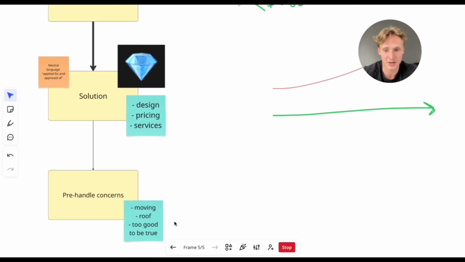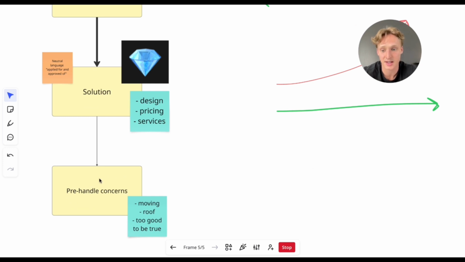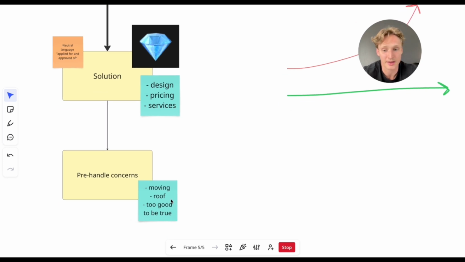After I explain the design, services, and pricing, I know what concerns people have: moving, their roof, it's too good to be true. That's pretty much the main ones I hit. If you have other ones, make sure you hit them. But moving, look, I wouldn't want you to do this unless you thought it was so sweet that anyone buying your house would be silly if they didn't want it.